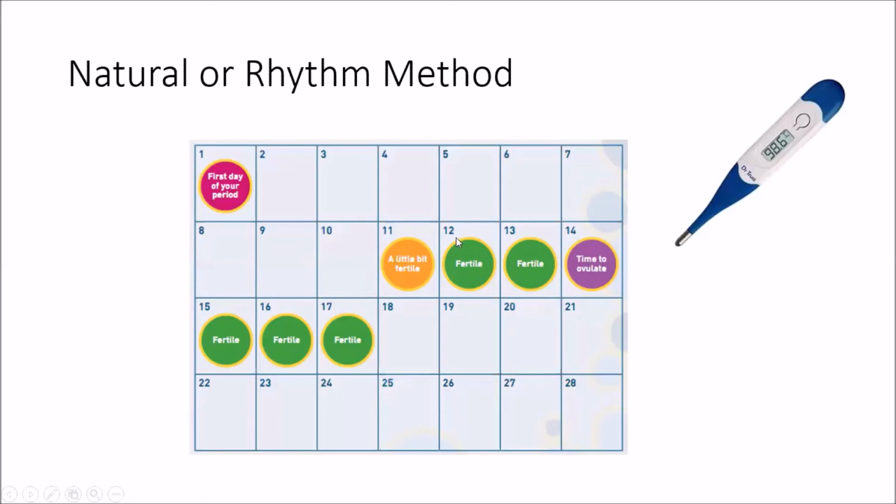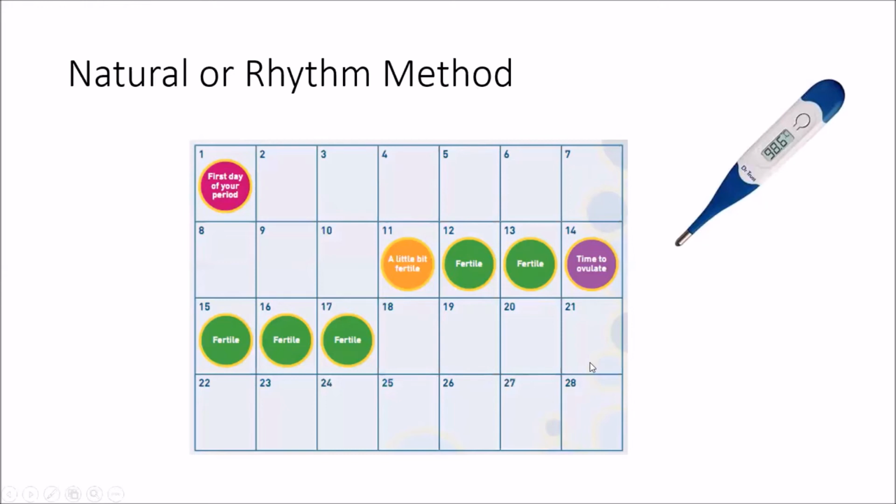Okay, same thing if sex would occur on day 12 or day 13. So basically from day 11 to 17, this is when sex would have to be completely avoided if a person was to use the natural or the rhythm method. So basically they would only have days 1 to 10 and day 18 to 28. For persons who are only using this contraceptive method, these would be the only days that they would be allowed to have sex.